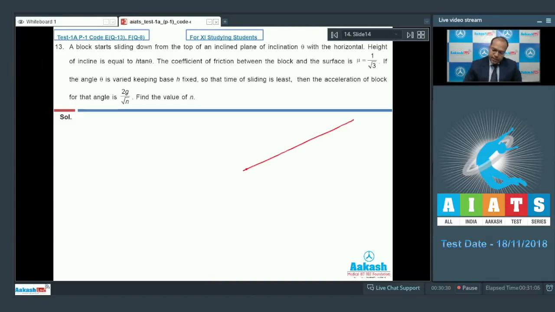Let this be the inclined plane, and this inclined plane makes an angle theta with the horizontal, and it is given in the question the height of this inclined plane is h tan theta. So from here we can analyze, this is h and this is theta. So this length would be h sec theta.